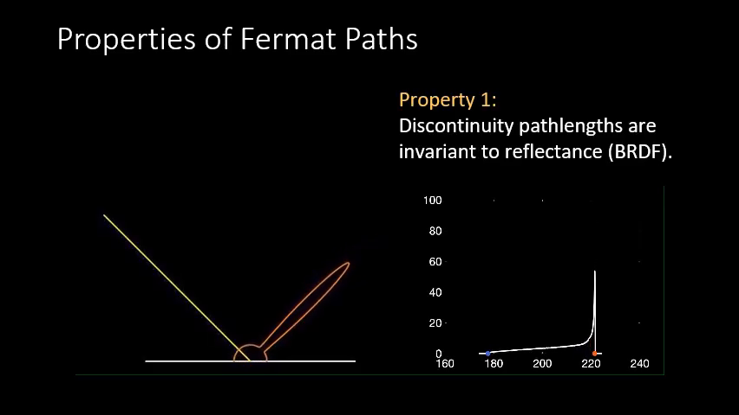First, Fermat paths are a function of only the geometry of the non-line-of-sight scene and not its reflectance. What this means is that the locations where a transient is discontinuous will remain the same regardless of the BRDF of the non-line-of-sight object.